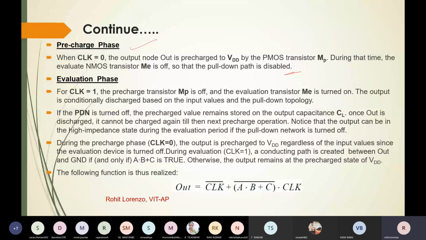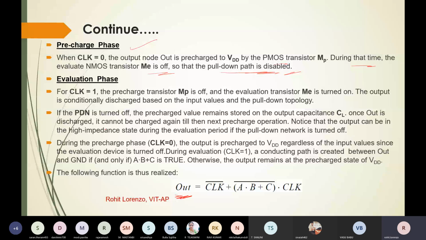When clock is 0, the output node out is pre-charged to VDD by the PMOS, and during that time the evaluation NMOS transistor is off, so the pull down path is disabled. In the evaluation phase, when clock is equal to 1, the pre-charge transistor, the upper one, is off and the lower one is on, then the output is conditionally discharged based on the input values. If the pull-down is off, the pre-charge is stored in the output capacitance CL, and the output cannot be charged again until the next pre-charge.